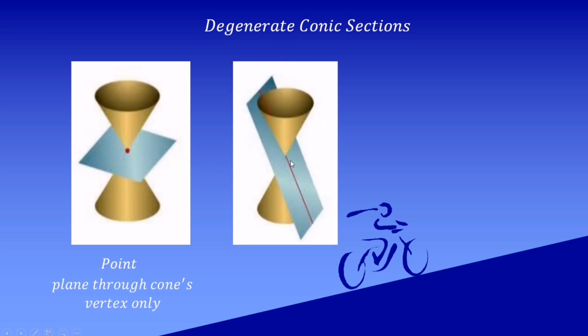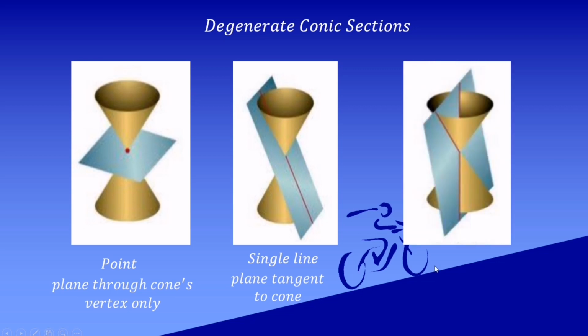Okay, another figure is the one line or also known as the single line. Ibig sabihin nito, plane tangent to cone. Okay, lastly for the degenerate conics is the intersecting line. So we have two lines intersecting each other.